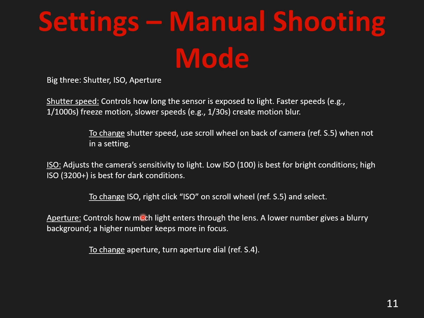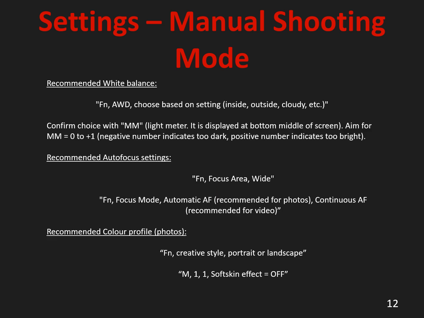And then lastly, we've got aperture. Aperture controls how much light enters through the lens of the camera. A lower number gives a blurry background, whereas a higher number keeps more in focus. To change aperture, turn the aperture dial. This dial is on the top of the camera. If you need to go and check where that is, please reference slide 4.